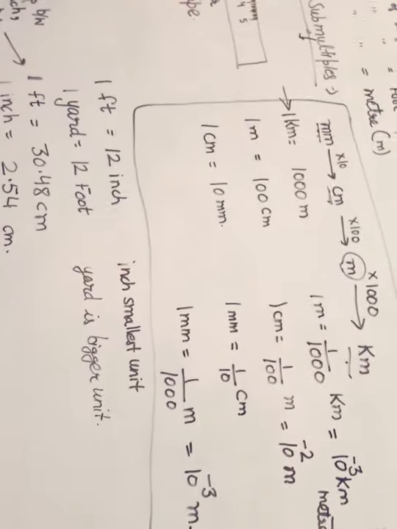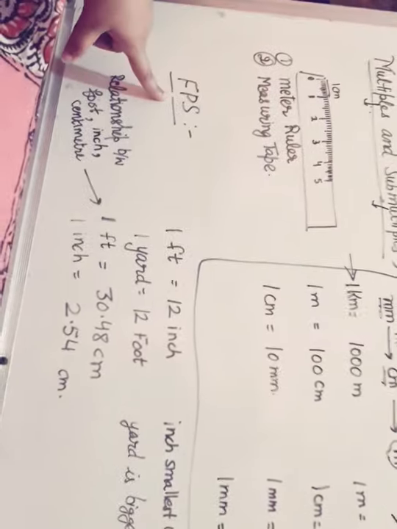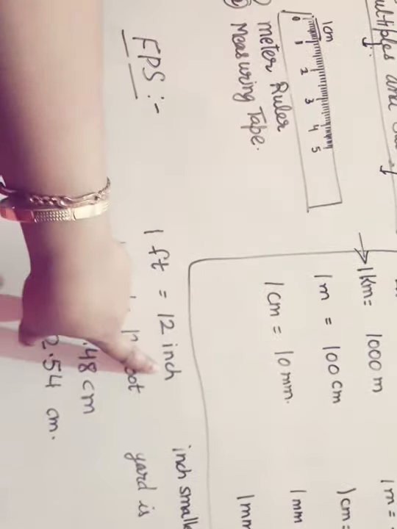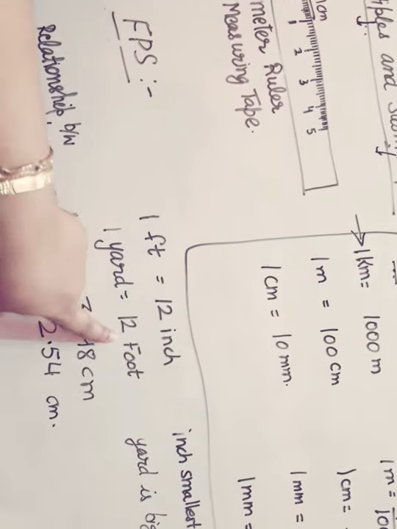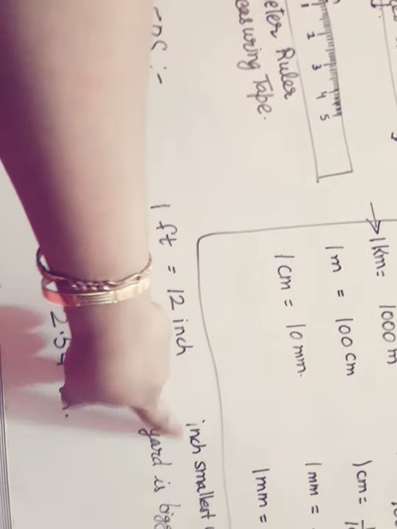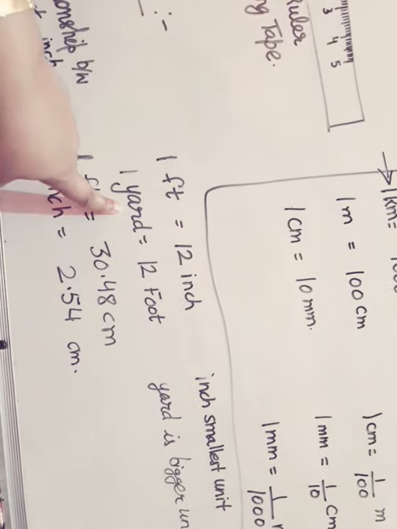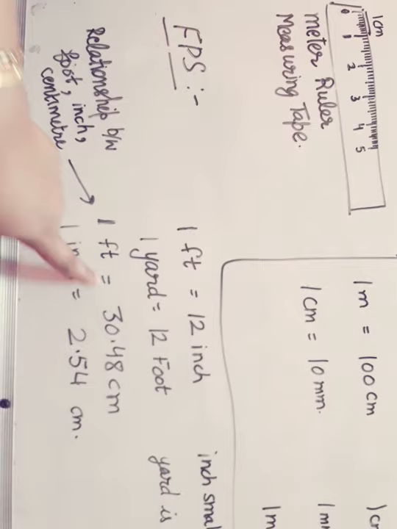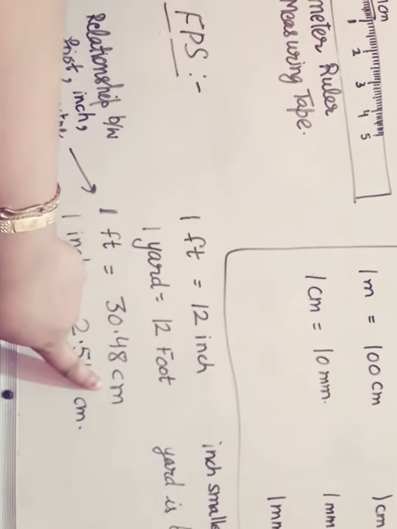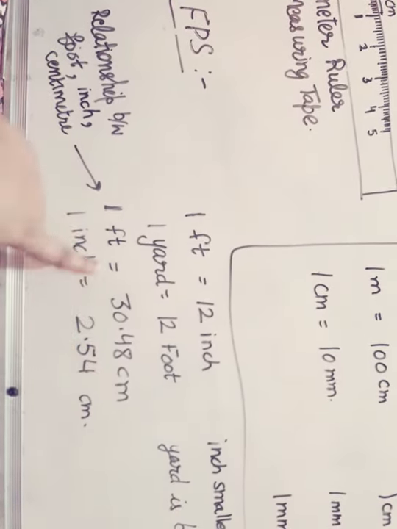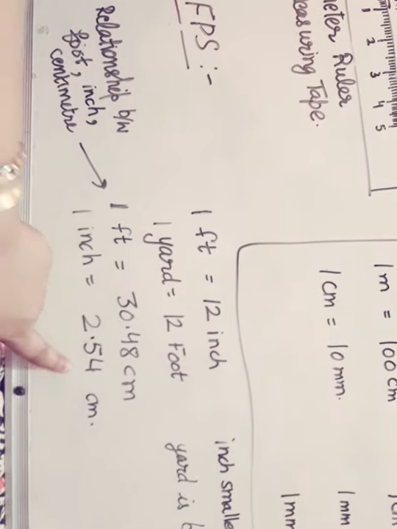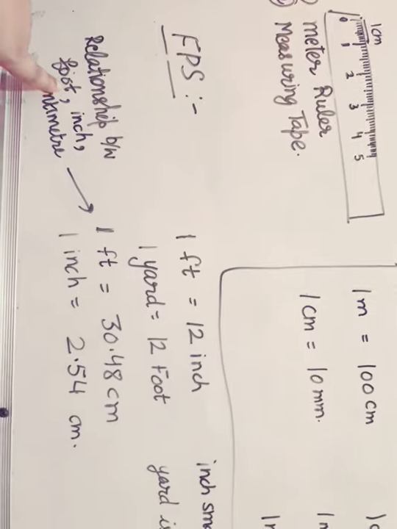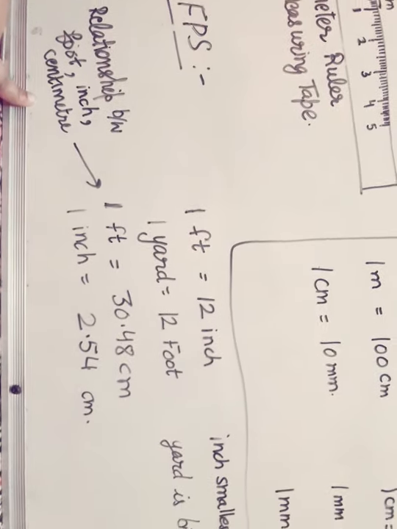Now the FPS unit. What is the FPS unit of length? F means foot. 1 foot is equal to 12 inch, and 1 yard is equal to 3 feet. Inch is the smallest unit and yard is the bigger unit of length in the FPS system. And 1 foot equals 30.48 centimeter. You have to learn this. And 1 inch equals 2.54 centimeter. This is the relationship between foot, inch and centimeter.